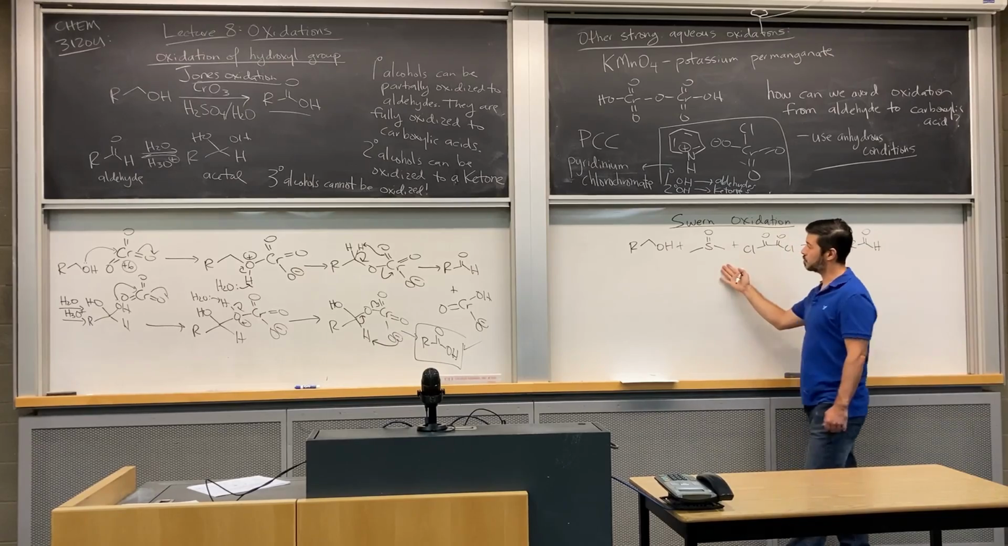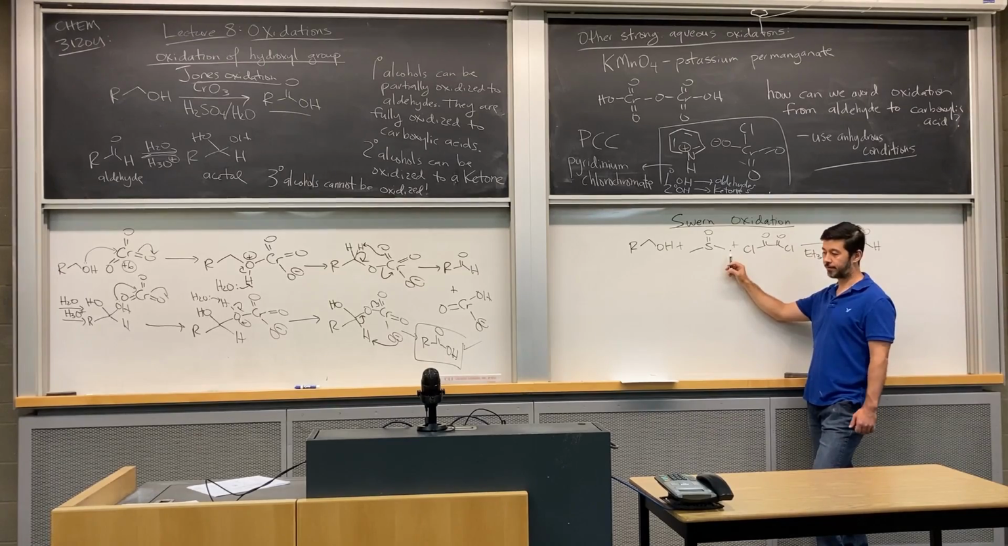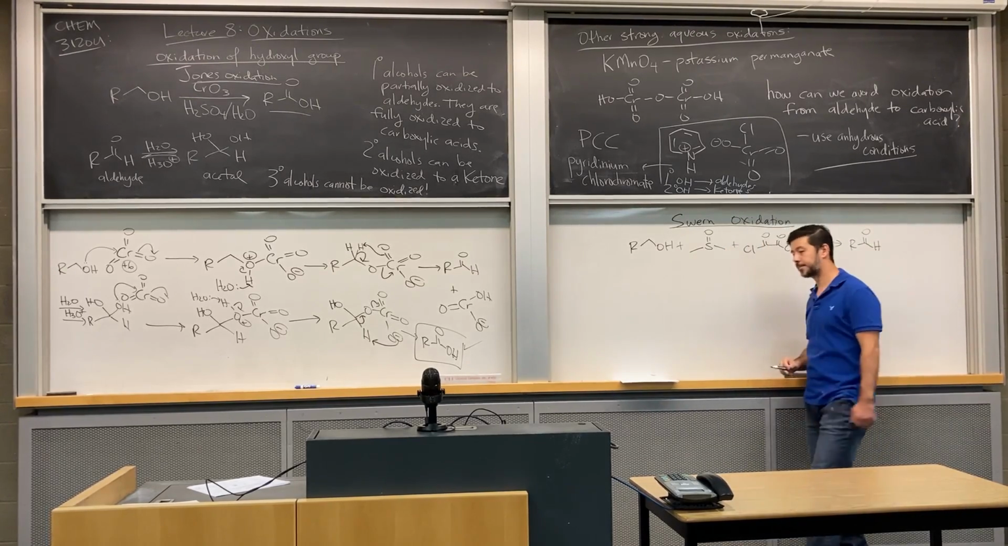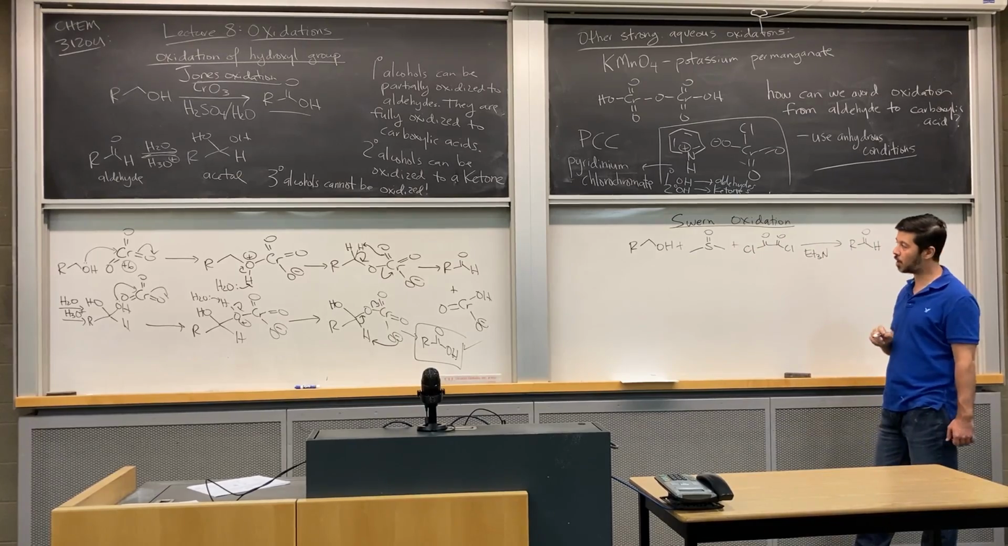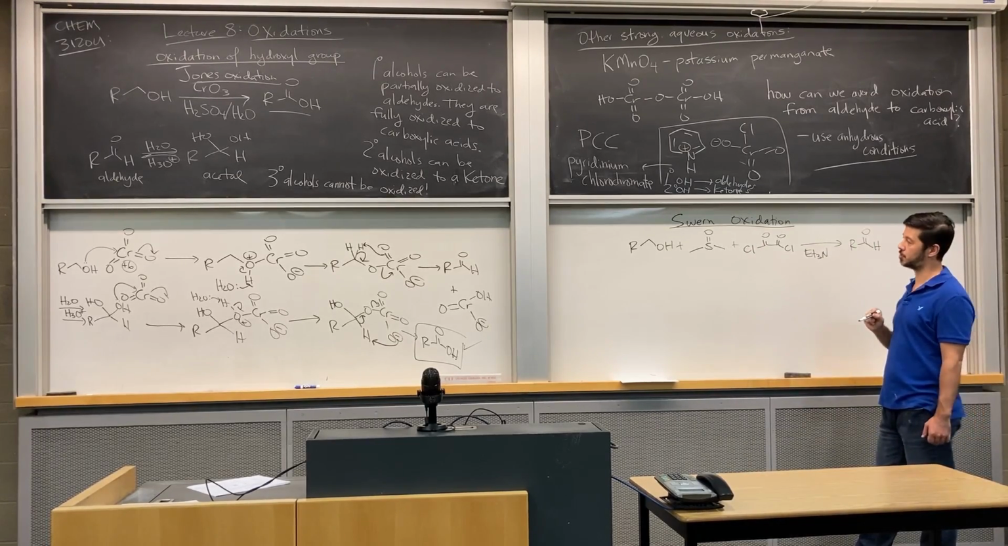Some other things that we do in this reaction is we take the DMSO and we pre-mix this with the oxalyl chloride first before we add the alcohol. Okay, and I'll explain why that is. Let's think of the mechanism of the Swern oxidation.